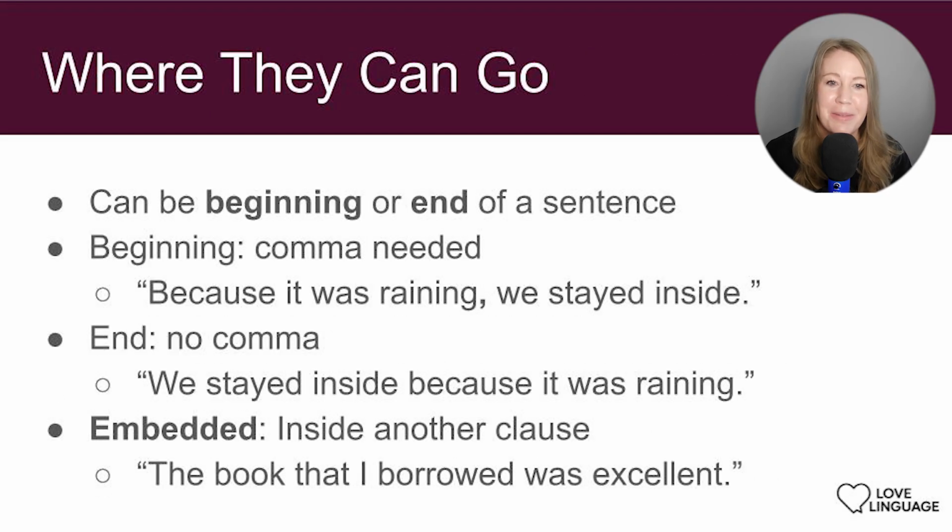And here's another tip. Dependent clauses can go at the beginning or the end of a sentence. If it comes first, you usually need a comma, like this. Because it was raining, we stayed inside. That's an example of a dependent clause at the beginning of a sentence. Or it can come at the end, like I said. We stayed inside because it was raining. But they can also be embedded inside another clause. You just saw an example of this a second ago with the book that I borrowed was excellent. And we'll get more into that in our next video.